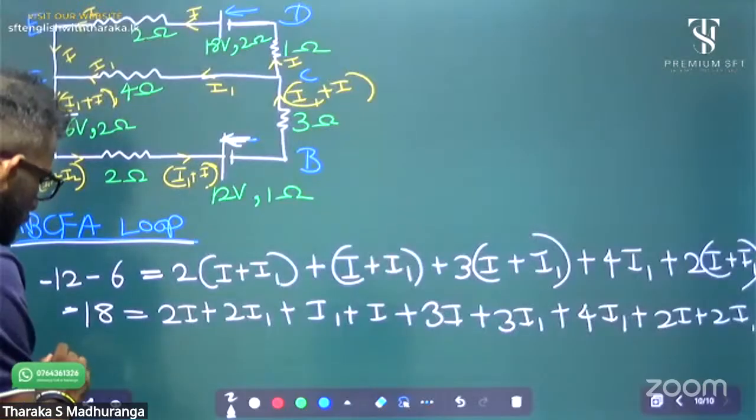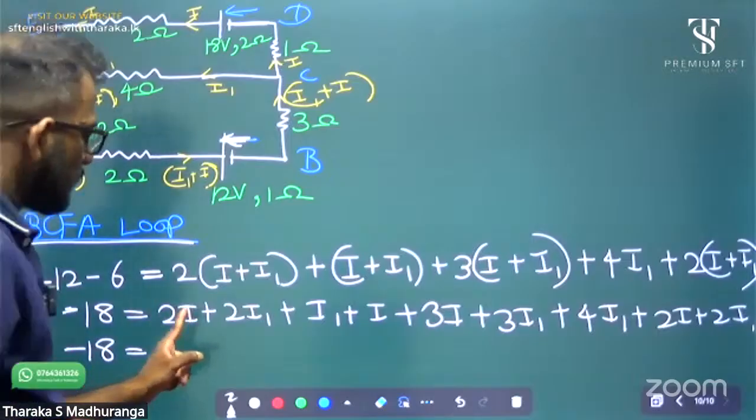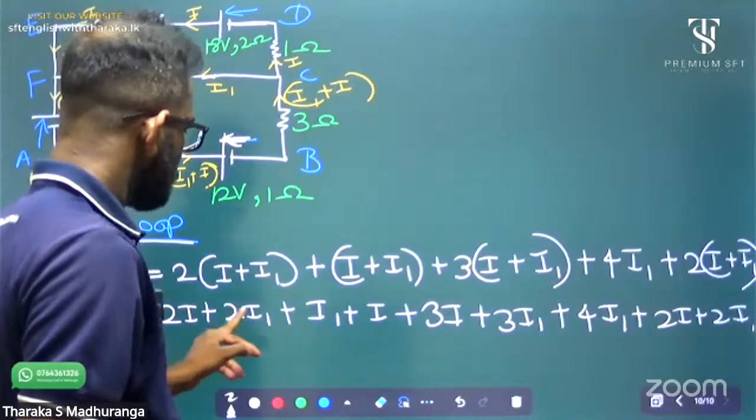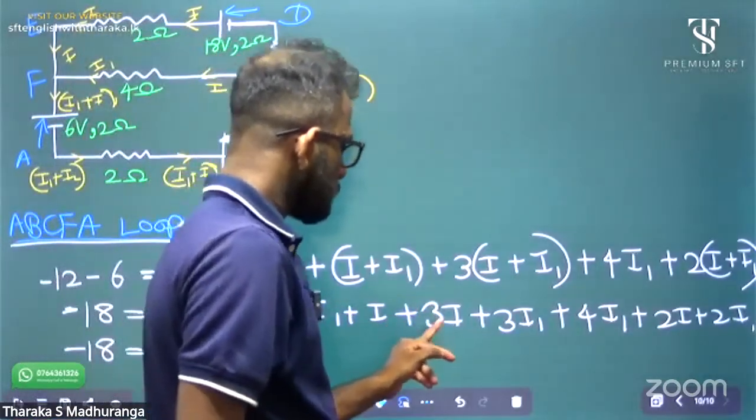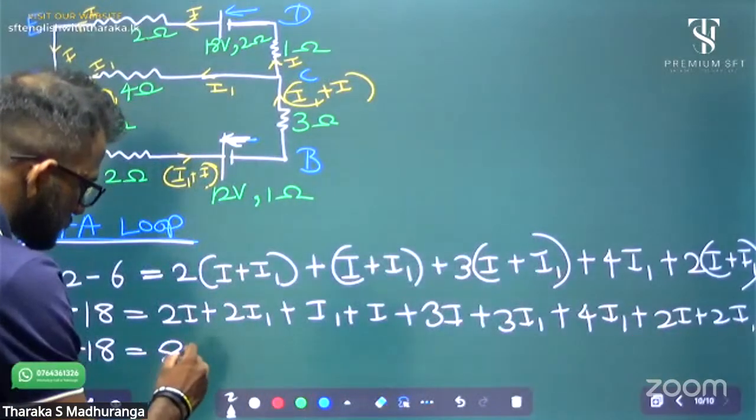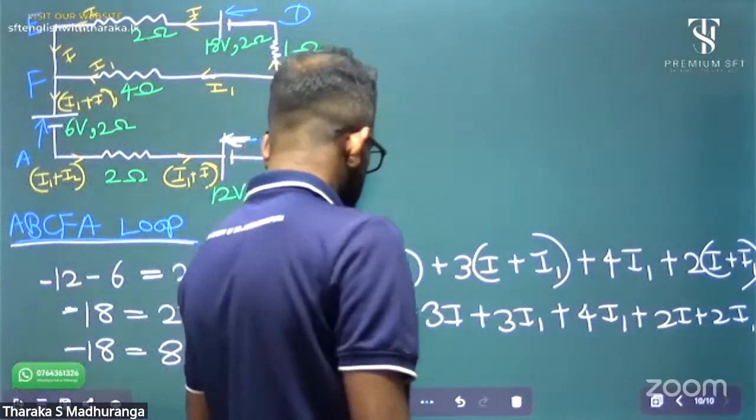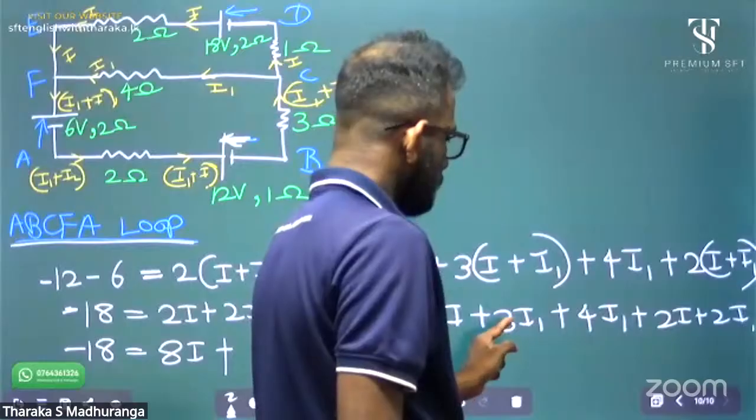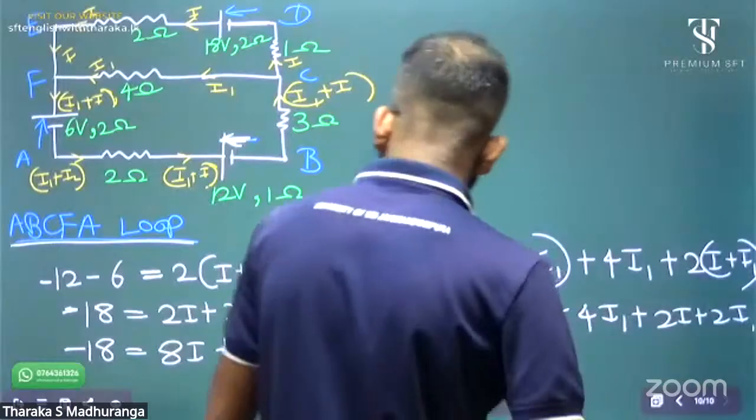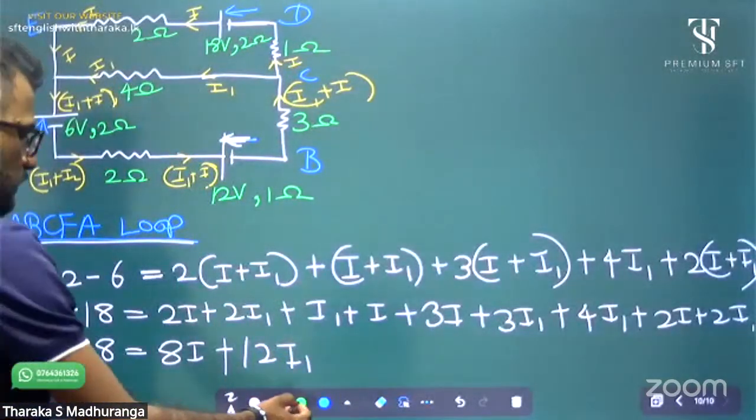Now minus 18 equal to, then look, collecting the I terms: 8I, plus the I1 terms: 12I1. Okay, this is my first equation.